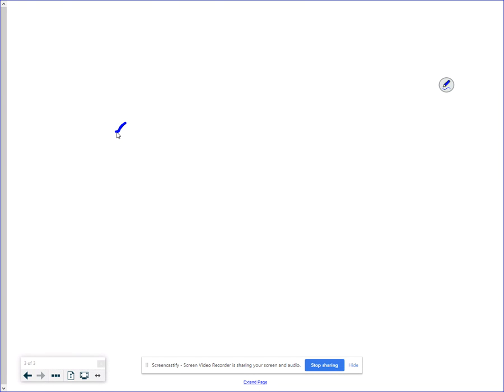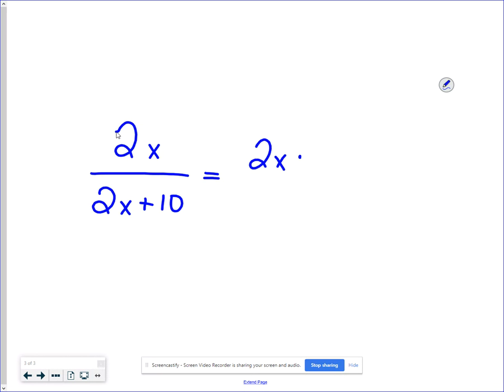Let's look at this: 2x over 2x plus 10. If you want to cancel things out, you have to have things written as factors. For 2x, we could write 2x as 2x times 1. The bottom is not written as factors. It's written as a sum: 2x plus 10. But if we want to write it as factors, what can we do? We can factor out a 2. I can think of this as 2 times the quantity x plus 5.